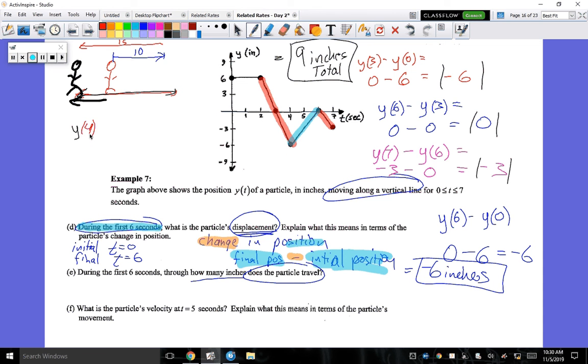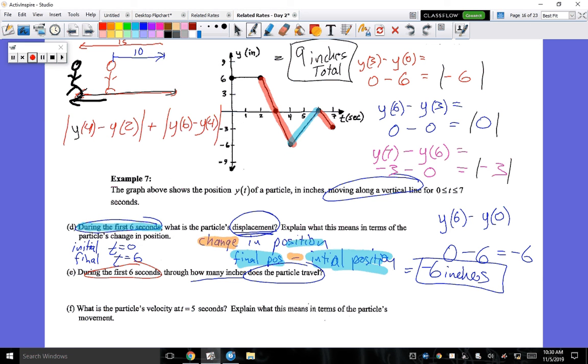4. Y of 4 minus y of what? 2. Whatever this is, we're going to absolute value it. And we're going to add it with our second one, which is y of 6 minus y of 4, and we're going to absolute value that. And our last one that we're going to add is the absolute value of what? Oh, it only asked the 6 seconds. Thank you, Gabe. So I don't even have to do this last one.